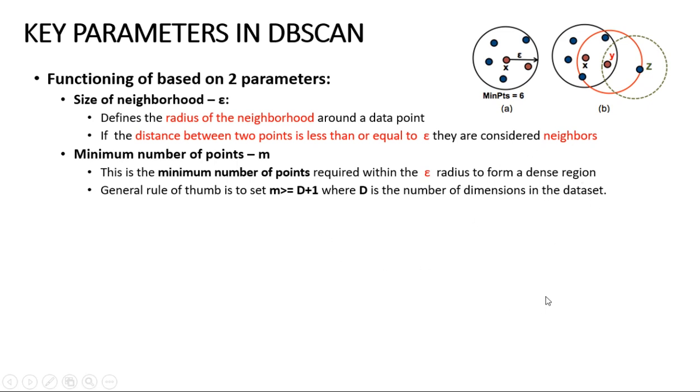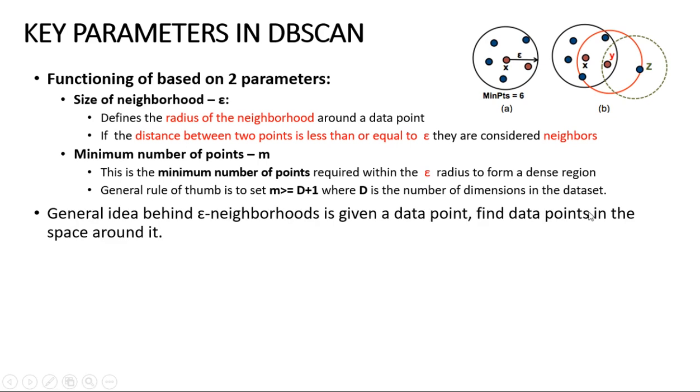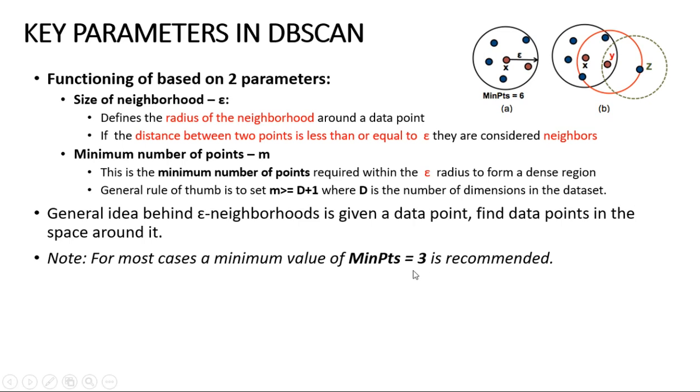And some rule of thumb we need, right? How do you set the minimum number of points? So the rule is M should be greater than or equal to D plus 1, where D is the number of dimensions in the data set. So you can use this rule to define the value of M. But generally M is always set to 3, right? For most cases minimum value of 3 is recommended. Minimum 3 data points should be there to form a cluster.